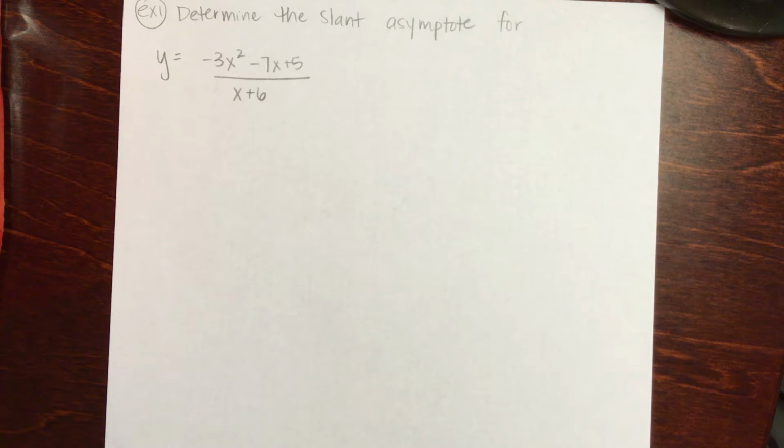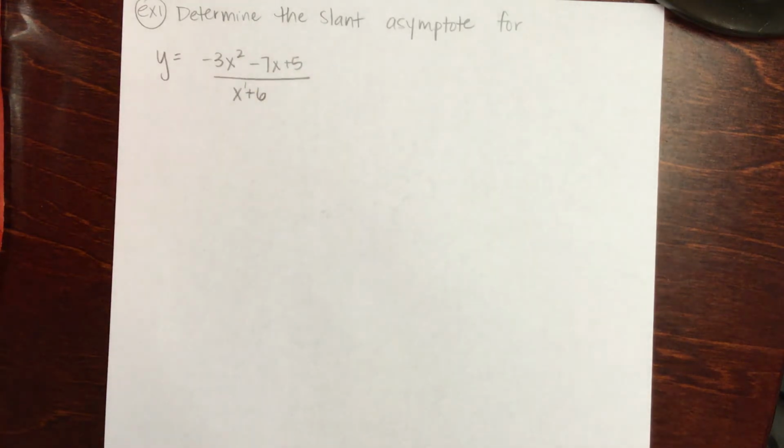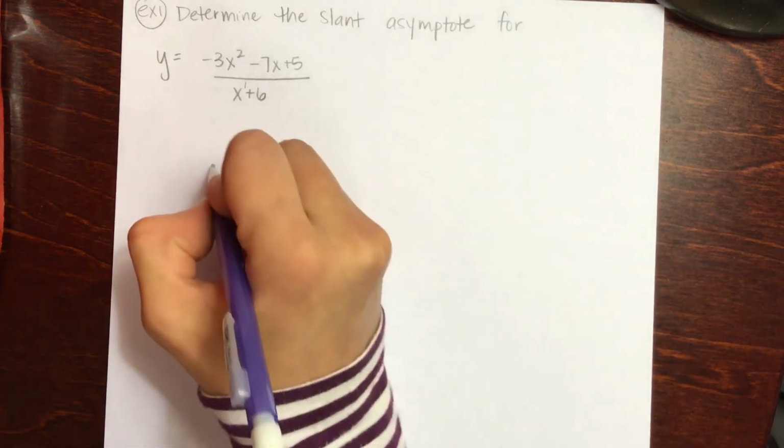All right, example 1, determine the slant asymptote. Okay, so that means I have x squared on top, and this is x to the 1 power. Anytime you don't see an exponent, it's implied to be a 1. So 2 is exactly 1 more than 1. So that means we do have a slant asymptote. And how do we find it? Do long division.